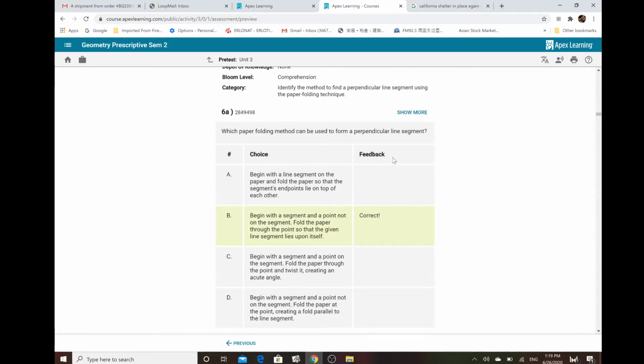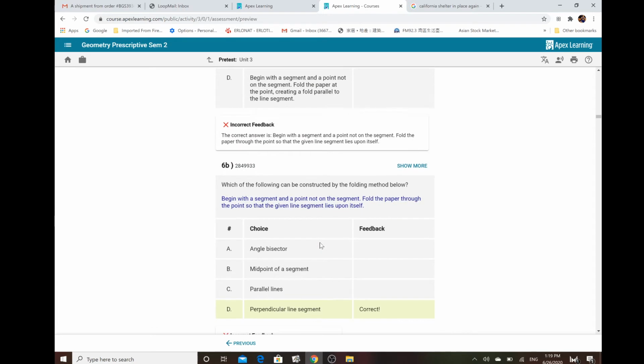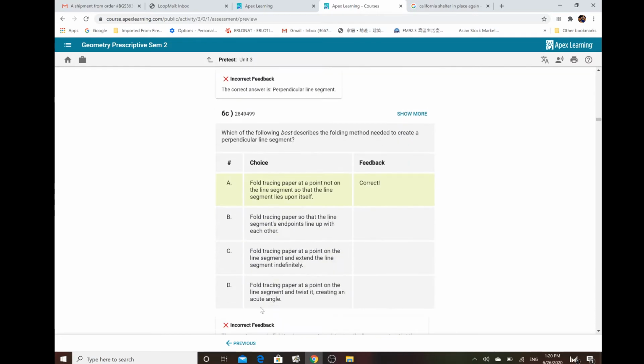And which paper folding method can be used to form a perpendicular line segment? You begin with a segment and a point not on the segment. Fold the paper through the point so that the given line segment lies upon itself. Okay. And which of the following can be constructed by the folding method? Begin with a segment and a point not on the segment. This one is just like a converse statement of the previous one. So that's a perpendicular line segment. Which is quite similar. So 6C is also like that.